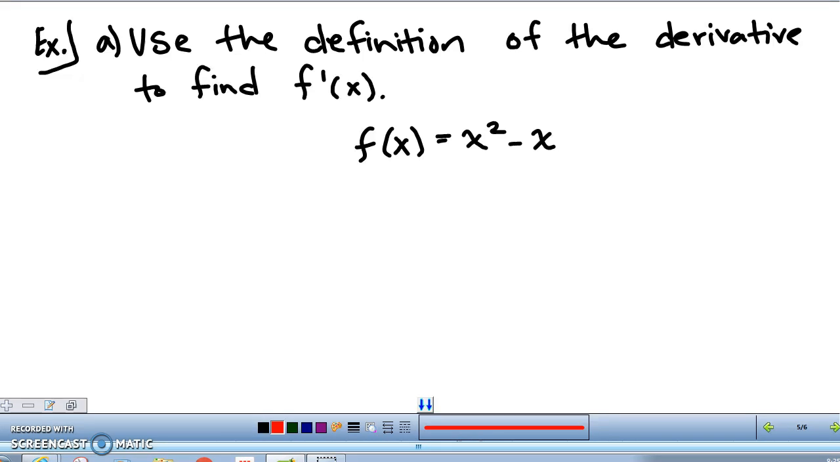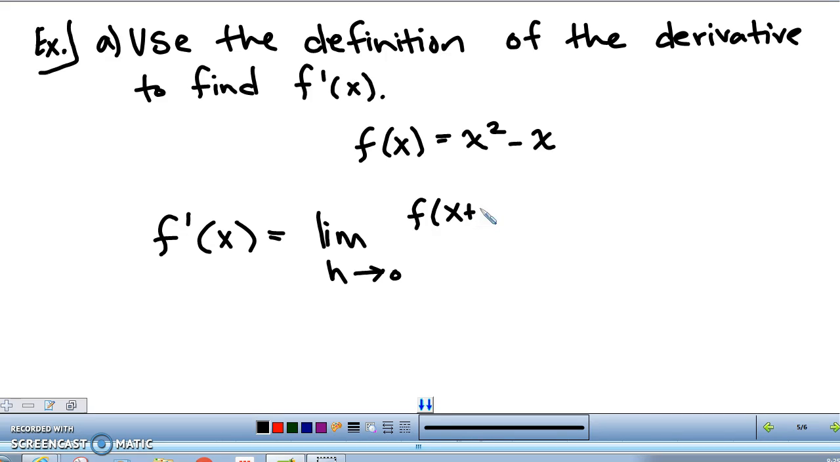So let's do an example. It's going to be very similar to 2.4. To get started, we need to start with that definition. f prime of x is equal to the limit as h approaches 0 of f of x plus h minus f of x over h.